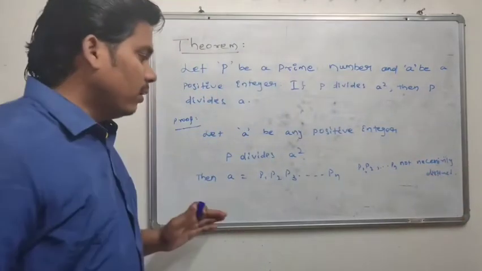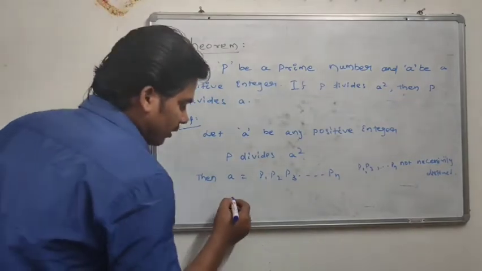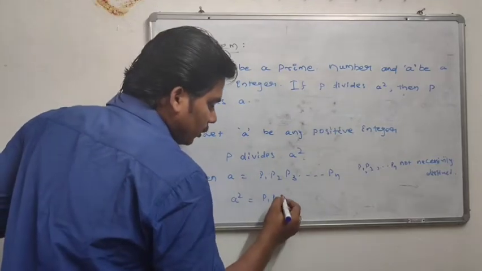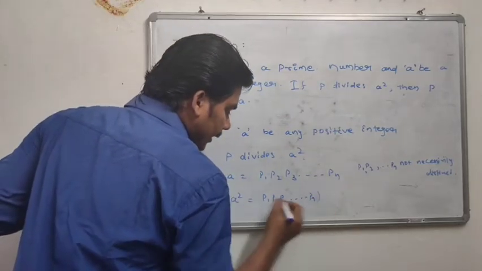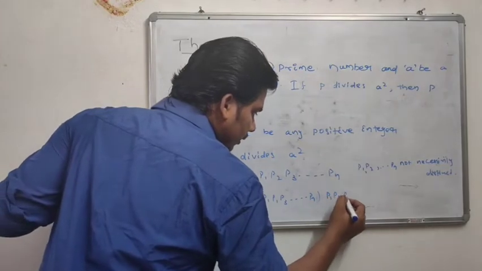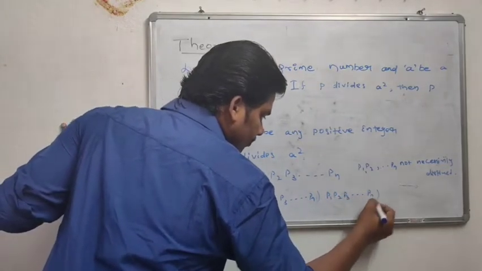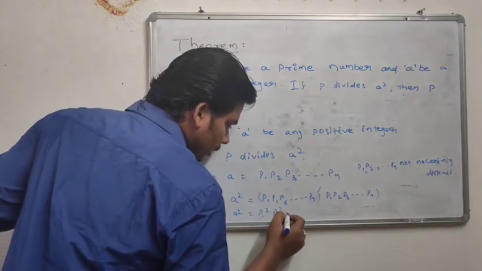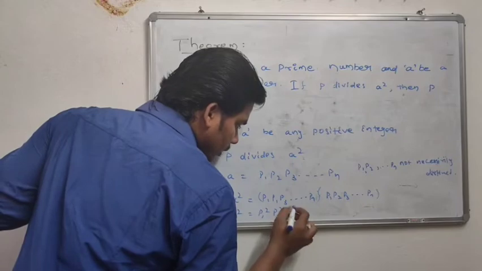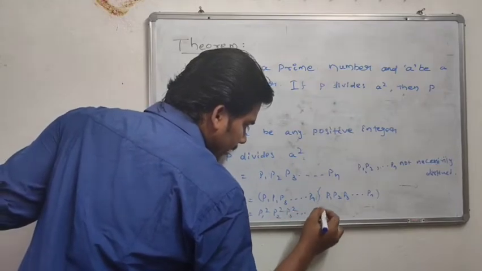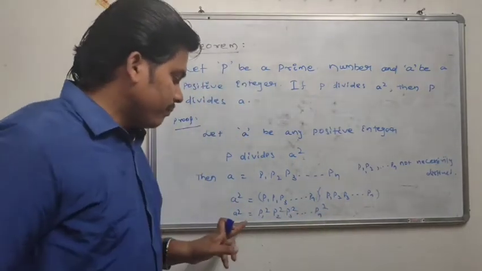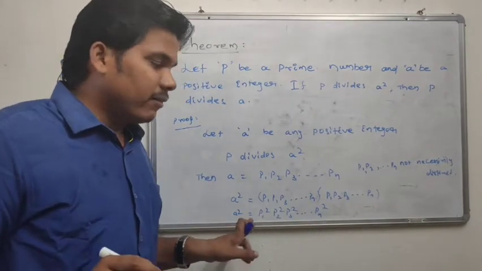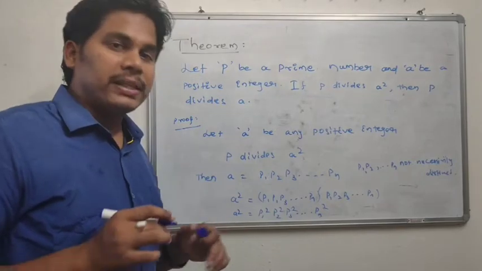Okay. Then what will happen? I will find a square here. A square equals, I will multiply a by a: p1 p2 p3 dot pn into p1 p2 p3 dot pn. Then what will we get? A square equals p1 square, p2 square, p3 square, up to pn square. That means all of these are factors of a square.